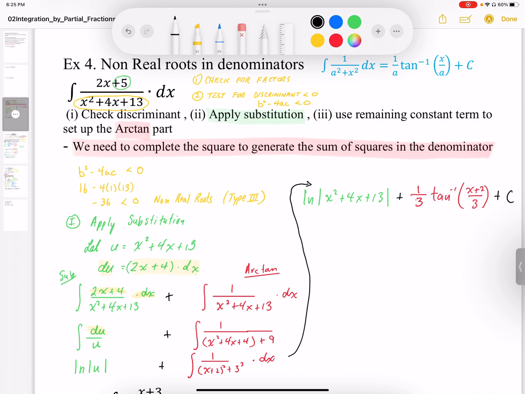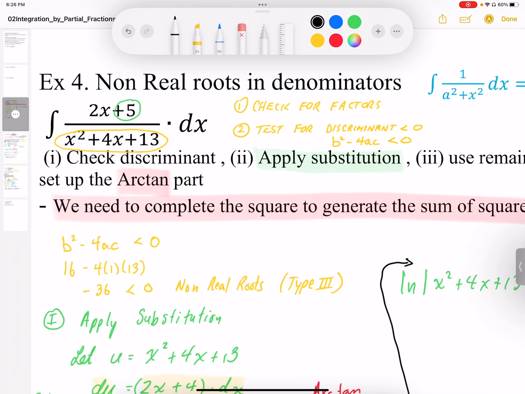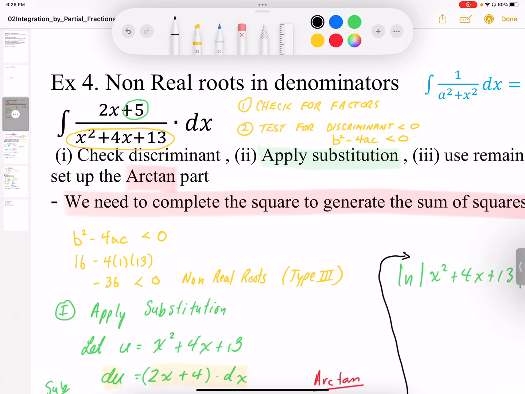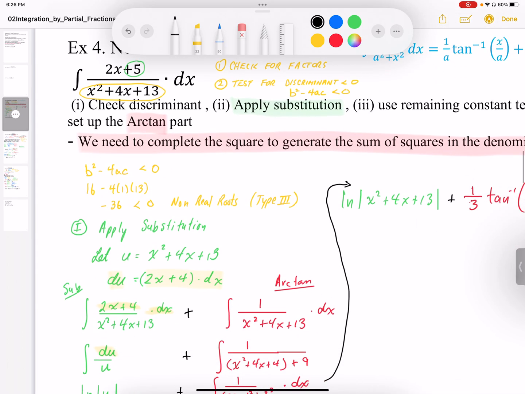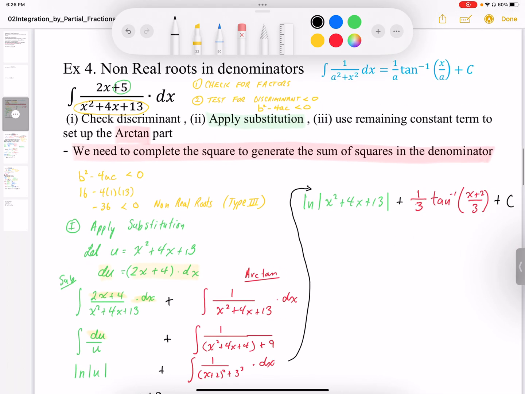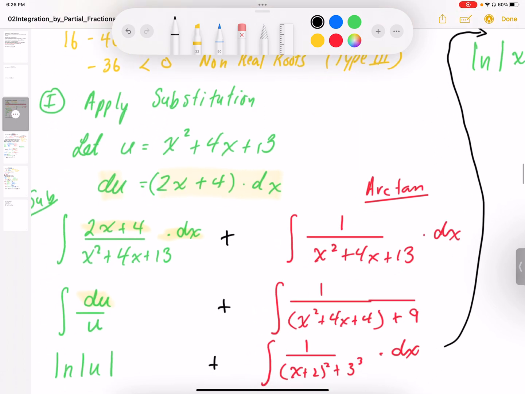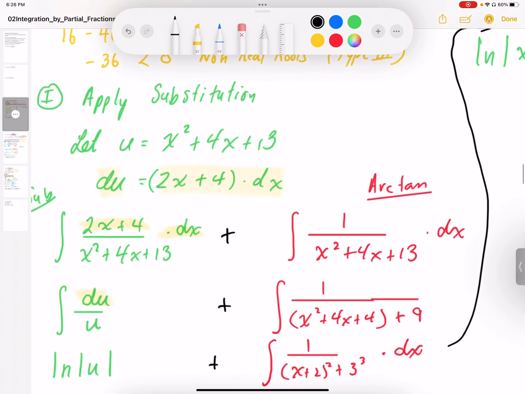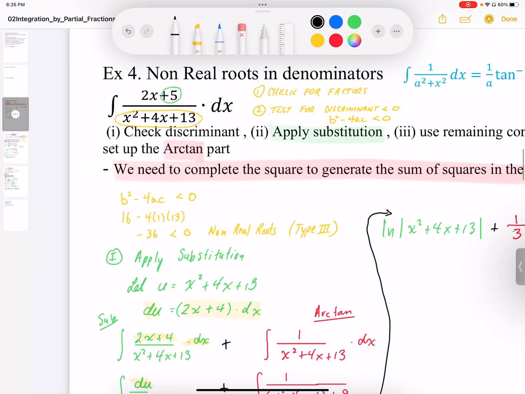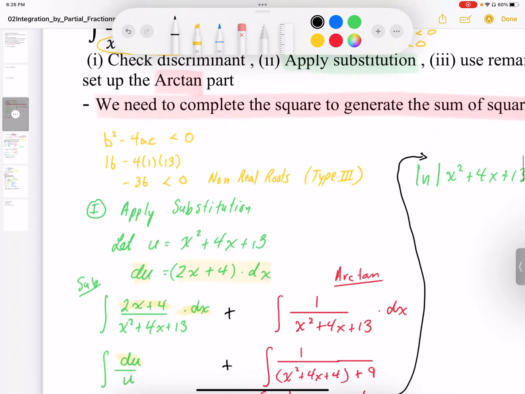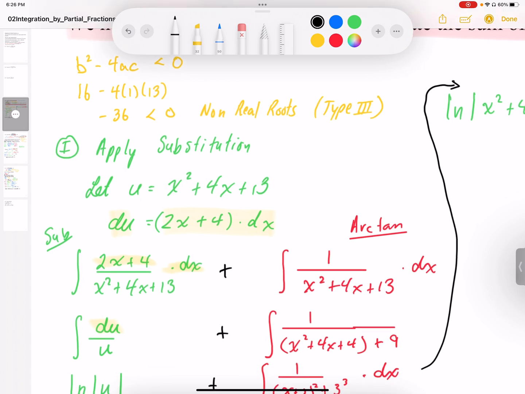And again, we need to recognize that this is a type 3 by first of all trying to factor the denominator. So that's the key. We try to factor the denominator. If it's not factorable, we check to see if the discriminant is less than 0. If that's the case, we can then apply the substitution to it. So we end up with a substitution expression here, and that du is really important. That 2x plus 4 replaces the 2x plus 5, and then we have that extra plus 1 left over, so we put that extra constant plus 1 in the arctan portion of this.